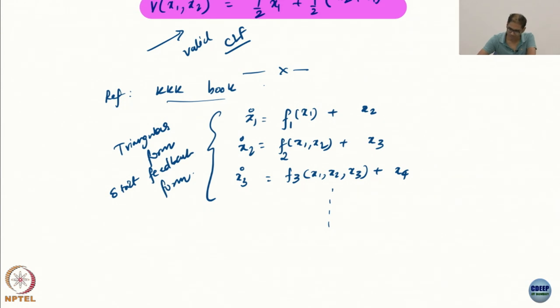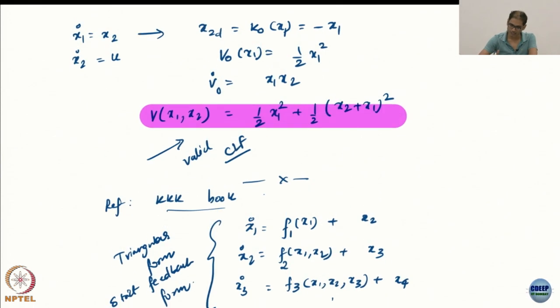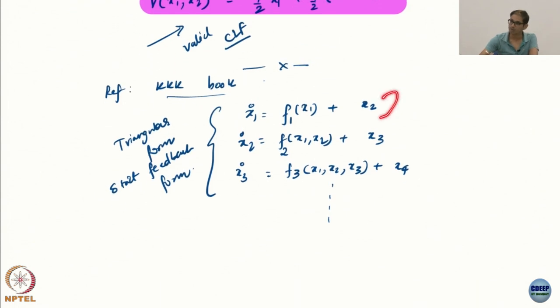Why? Because you can see what's happening. These drifts are depending only on the previous states, and the additional terms are depending on the next state. This is controlled by this guy, this is controlled by this guy, and so backwards you keep designing. In reality it doesn't look like this is controlling because these are states, but that's how we've done backstepping. We've created a desired x2, then created an error, desired x3, created an error, desired x4, created an error. The KKK book has a proper structure on how the design will look, very messy looking, but it will work.